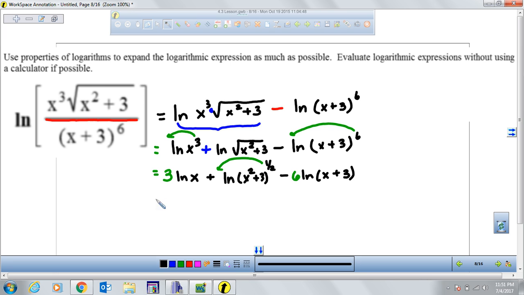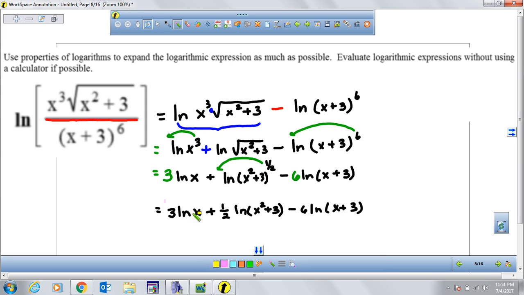So my final solution for this expanded form is 3 ln of x plus 1/2 ln of x squared plus 3, and then minus 6 ln of x plus 3. This is a complete expanded form.